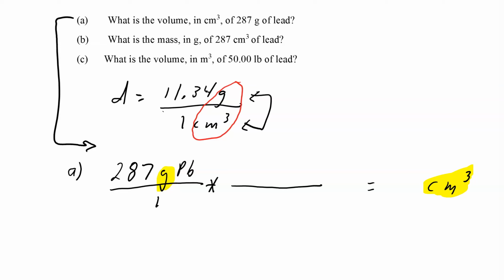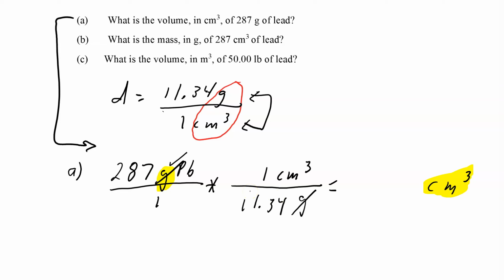As always, we need to have our units cancel. Since I have grams upstairs in my measurement, I need grams downstairs in my conversion factor, which means the 11.34 goes downstairs with the grams. 1 cubic centimeter then goes upstairs, grams cancel. And when we now do the conversion, we realize that we're actually dividing the mass given in the problem by the density, and we don't have to figure that out in advance because the units tell us that.